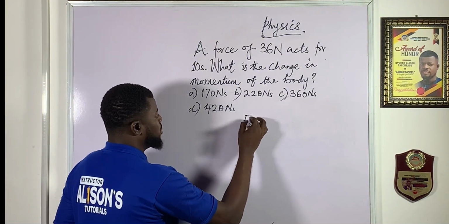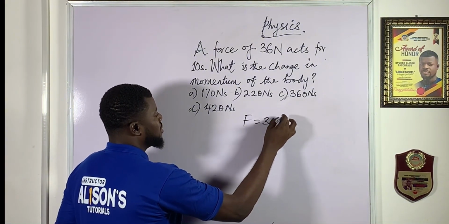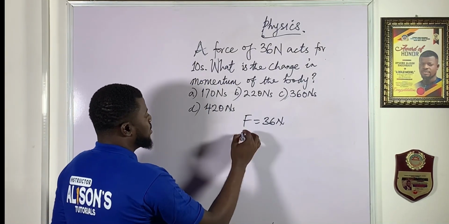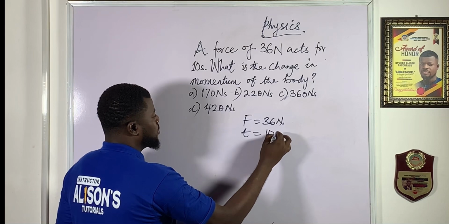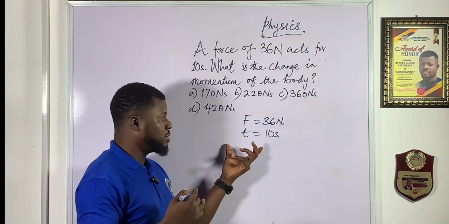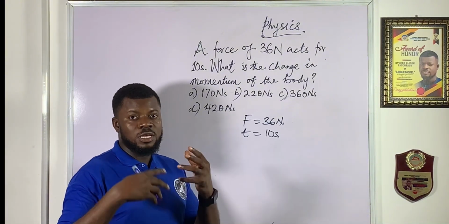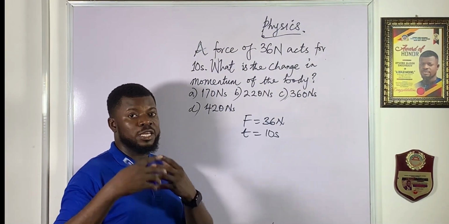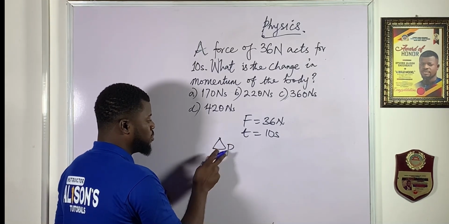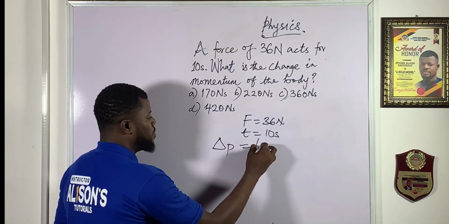Firstly, force is mentioned, and that was given as 36 Newton. What other parameter? The time is given as what? 10 seconds. So how does the change in momentum relate to this? Change in momentum is equal to what we call the impulse. Change in momentum, I'll use the symbol for linear momentum, P, equal to impulse.